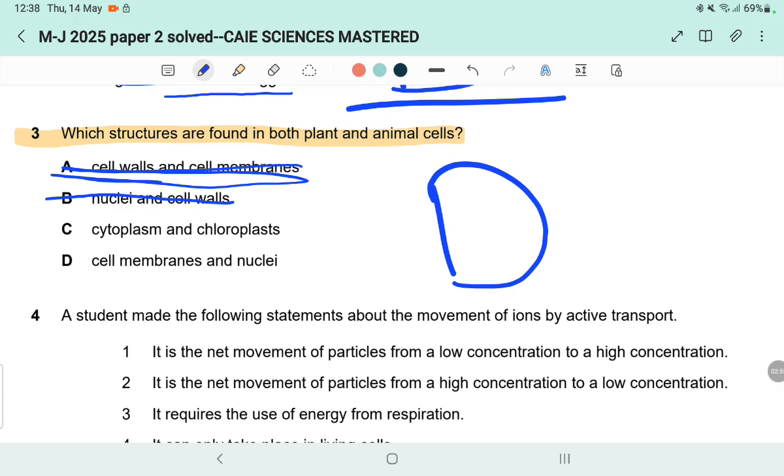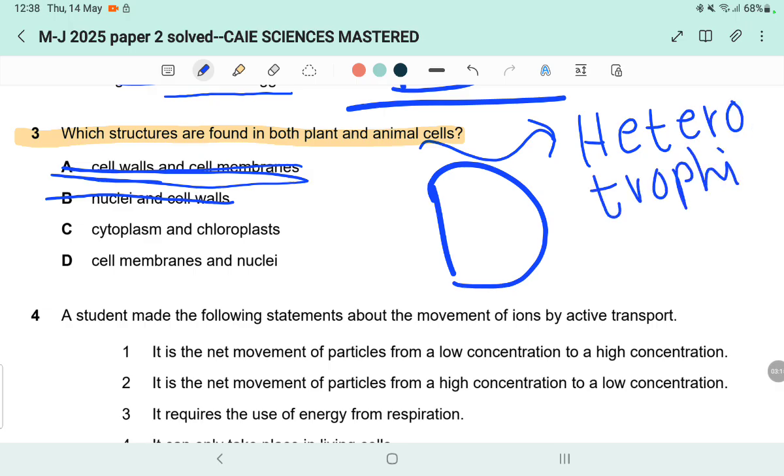Okay, cytoplasm and chloroplast. Well, cytoplasm is correct for both, but chloroplast is where the conflict starts, because plants have chloroplasts, but animal cells do not have chloroplasts. They don't carry out photosynthesis because animals are heterotrophic, compared to plants which are autotrophic and need to make their own food, but animal cells do not need to make their own food. In fact, plants need to make their own food, so they are called autotrophic. So simply the answer here will be letter D.